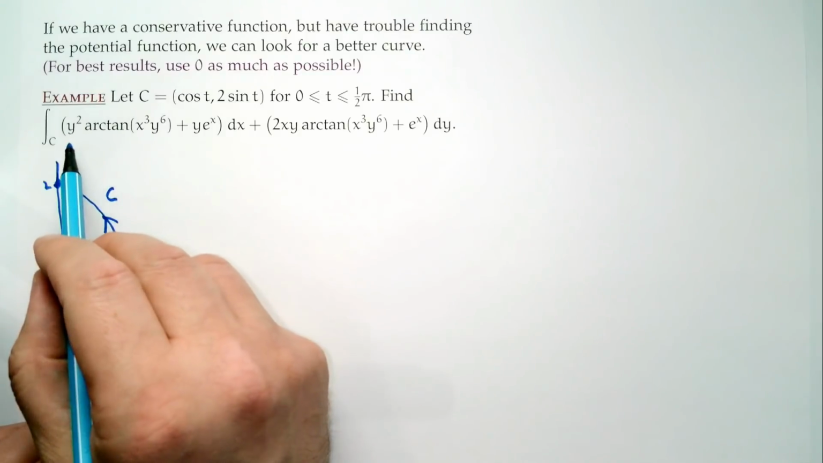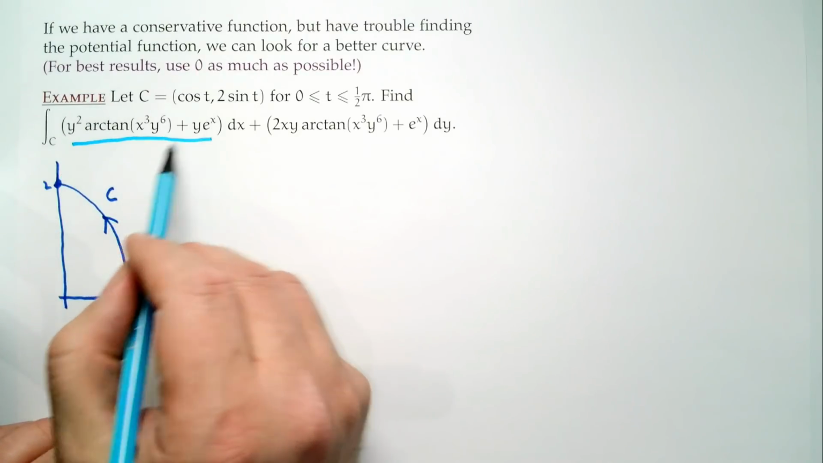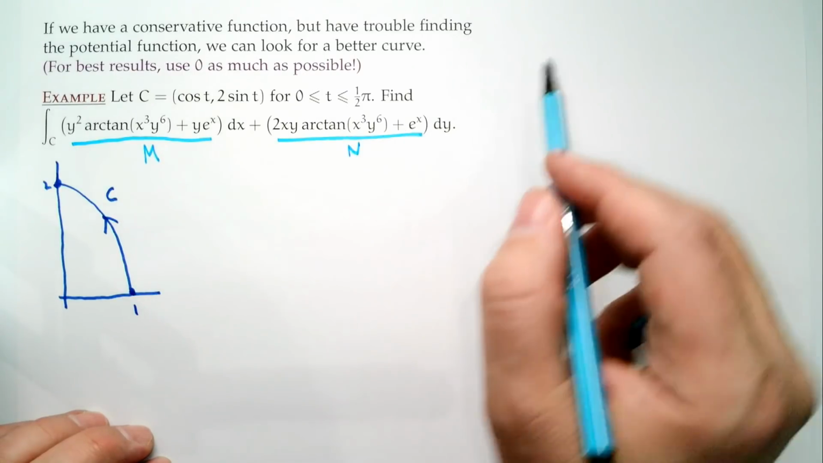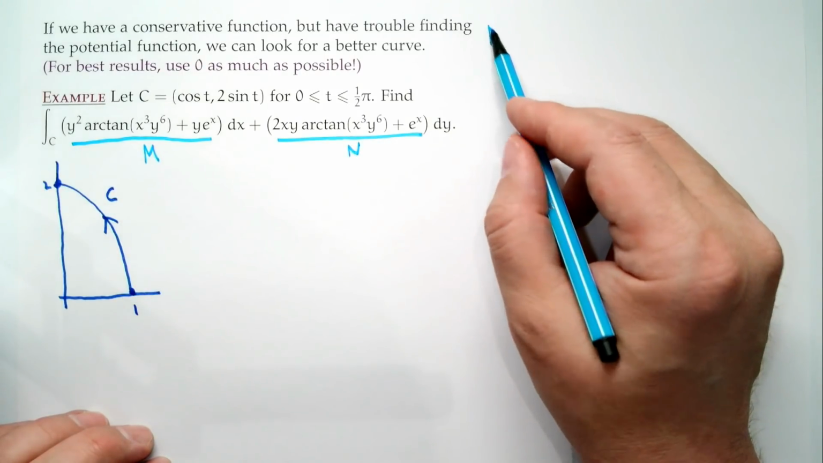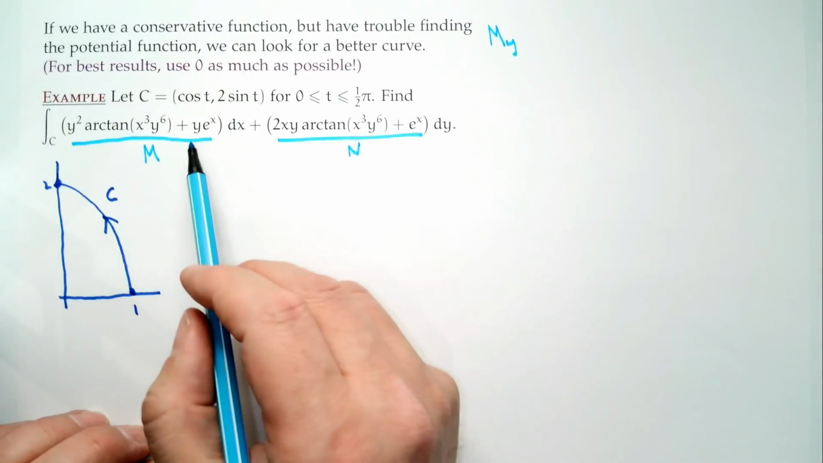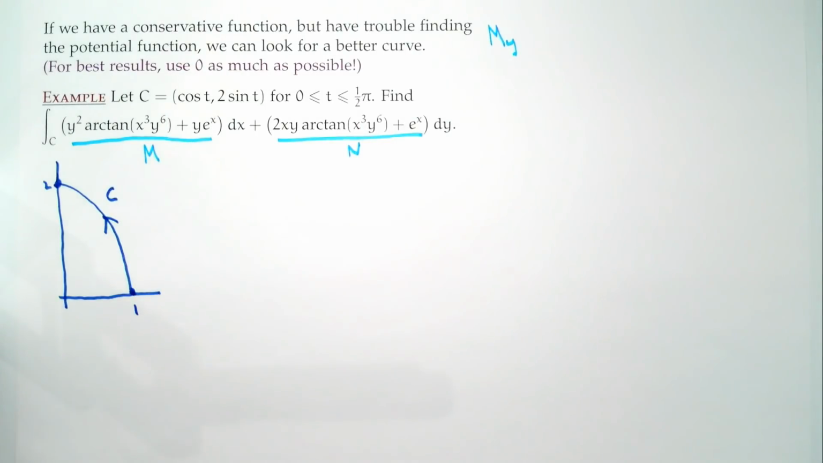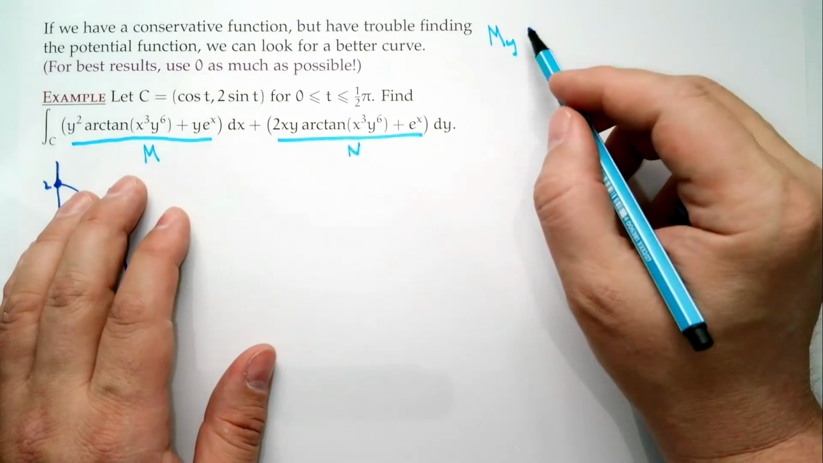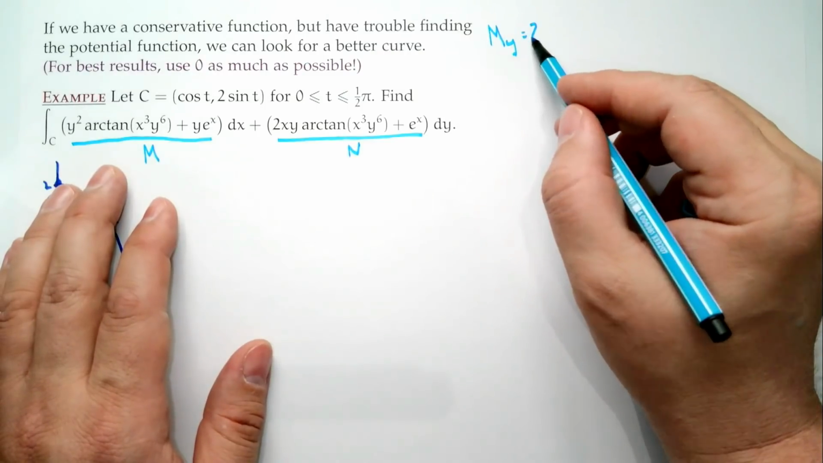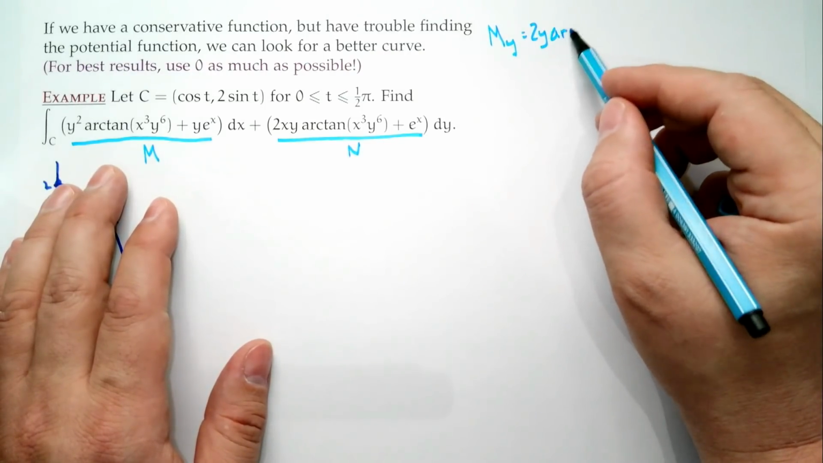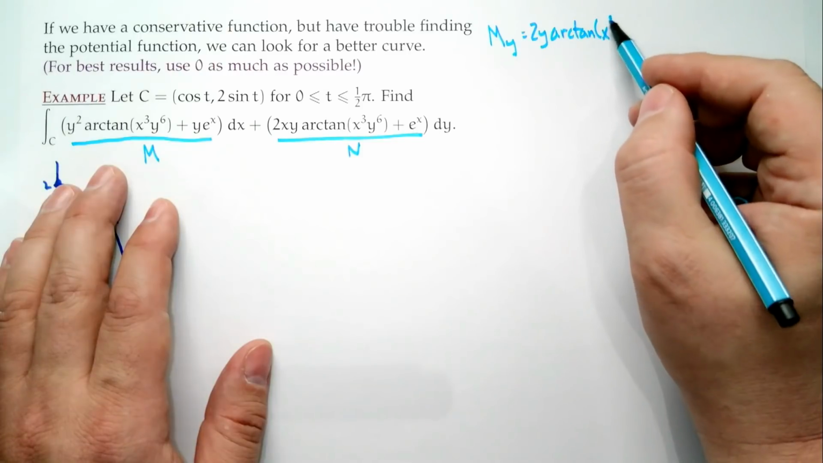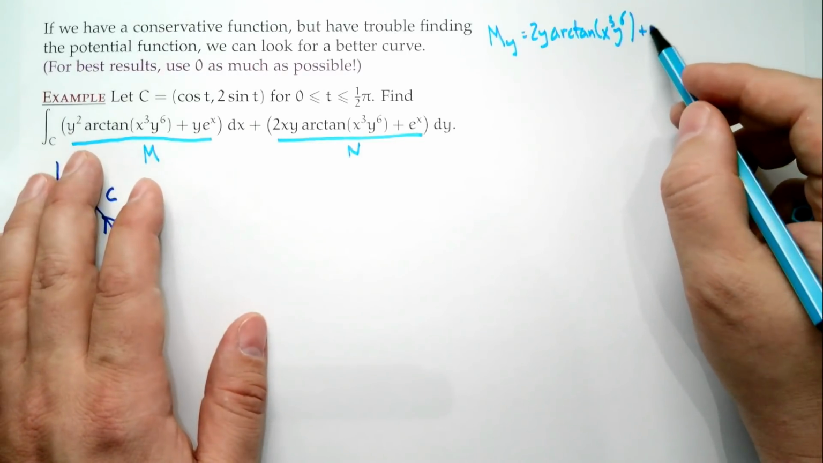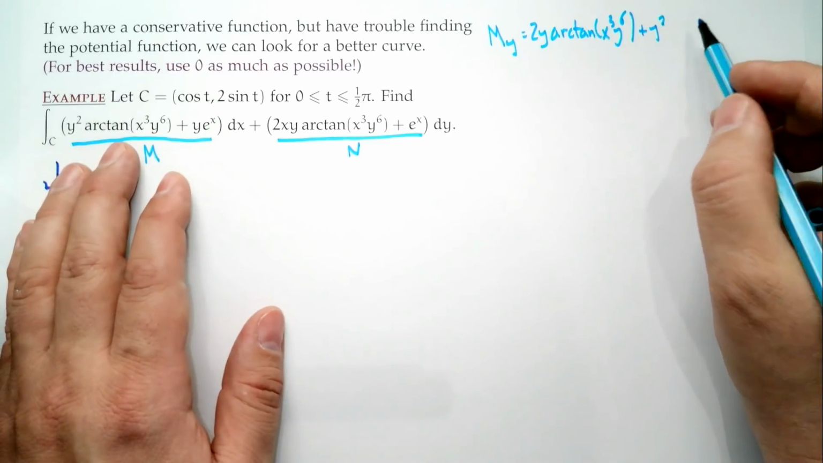Well, let's check if it's conservative. So we're going to call our first slot M, our second slot N. So let's check. What would be M sub y? Because this is already the derivative with respect to x, I'm going to go to the mixed derivative. So if I took the derivative with respect to y, well, derivative of y squared is 2y. Then arctangent of x cubed y to the 6 plus y squared times the derivative of arctangent.